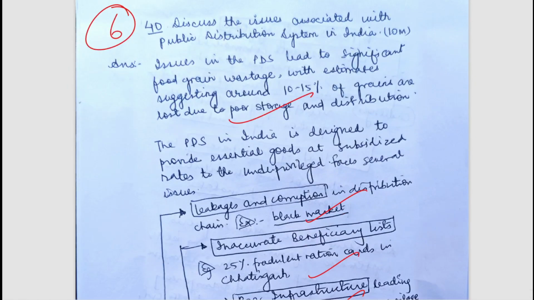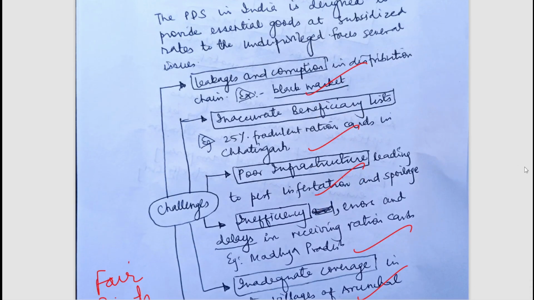Next question was: discuss the issues associated with PDS in India. There are different issues related to the public distribution system, and when you go specific, there are issues related to distribution and issues related to procurement. First one is leakage. Obviously, the beneficiaries are not identified nicely. There is a problem of identification of beneficiaries.